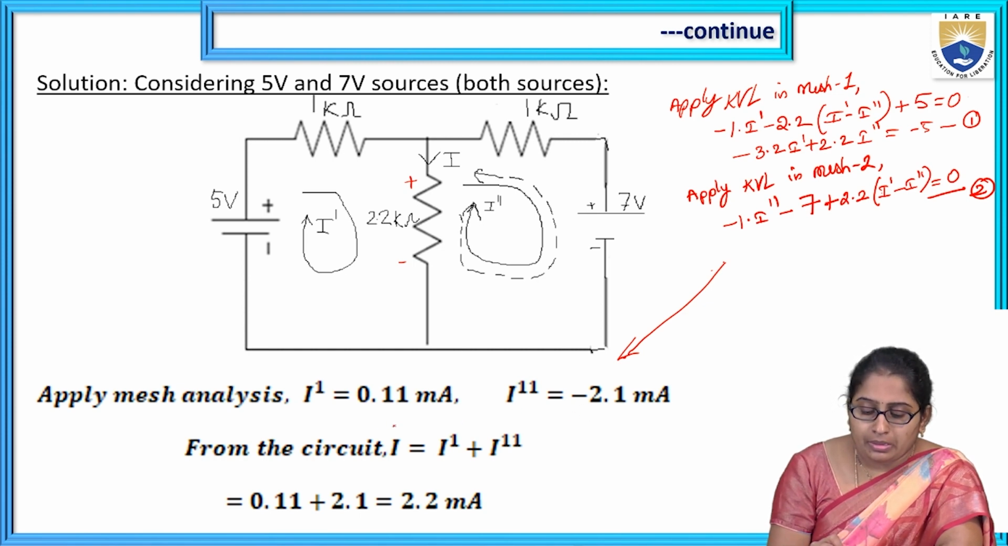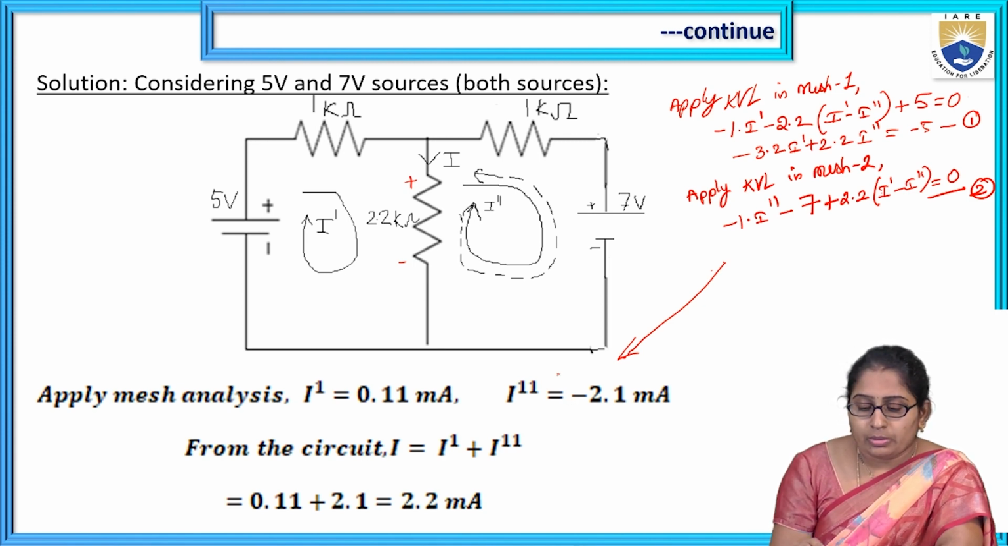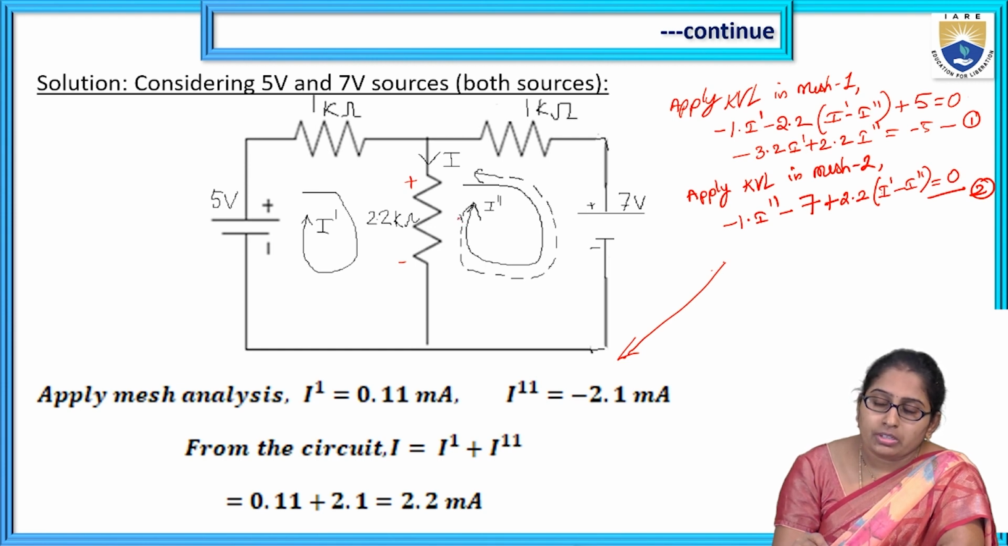Now if you see the I double dash value, it is a negative value, which means the direction we have assumed for I double dash is opposite to the actual direction. That is the meaning of the negative sign here. So the actual direction is shown with the dotted line here. I double dash direction is now like this, shown with the dotted line.